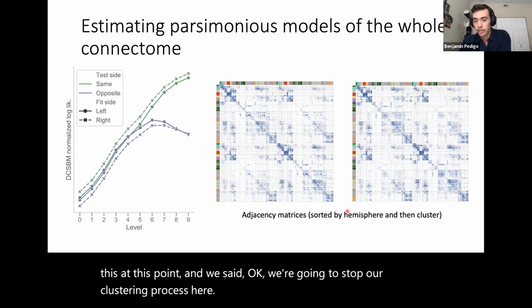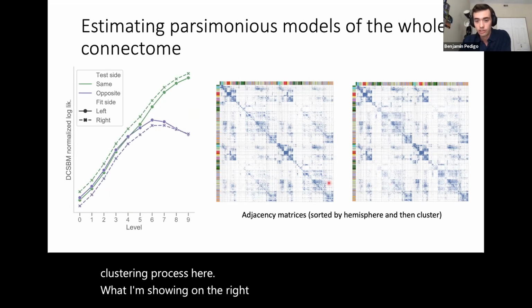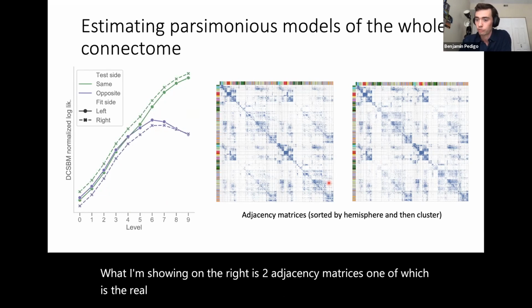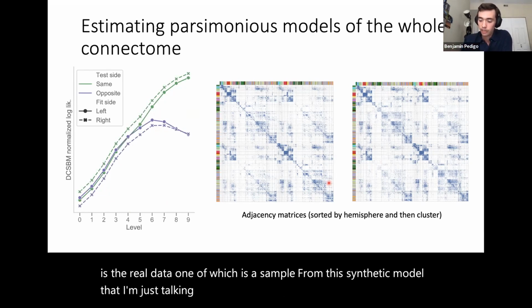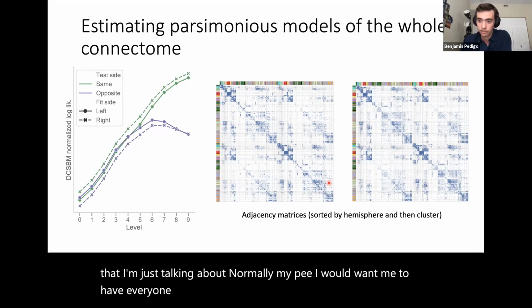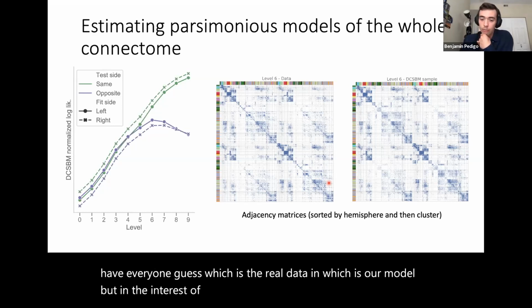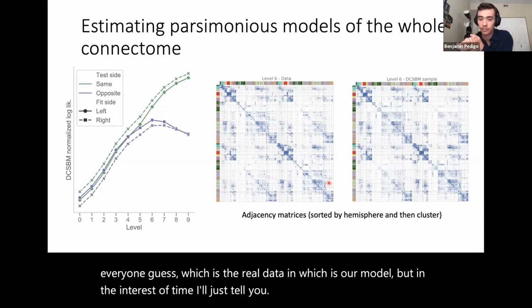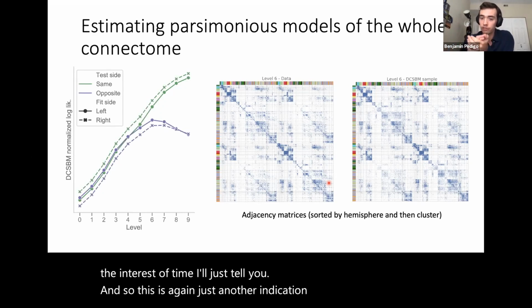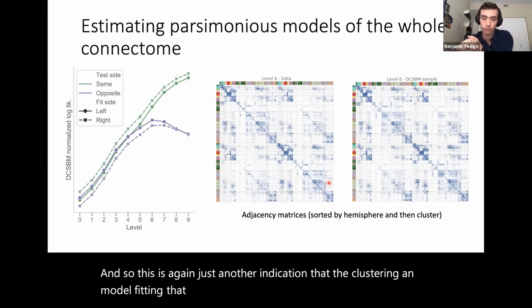What I'm showing on the right is two adjacency matrices, one of which is the real data, one of which is a sample from this synthetic model that I'm just talking about. Normally, my PI would want me to have everyone guess which is the real data and which is our model, but in the interest of time, I'll just tell you. And so this is, again, just another indication that the clustering and model fitting that we're doing is giving us a reasonable representation of the data.